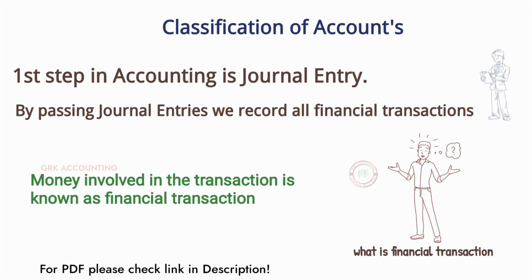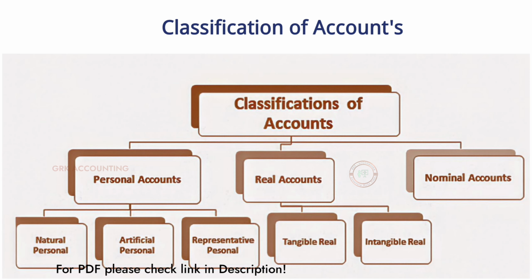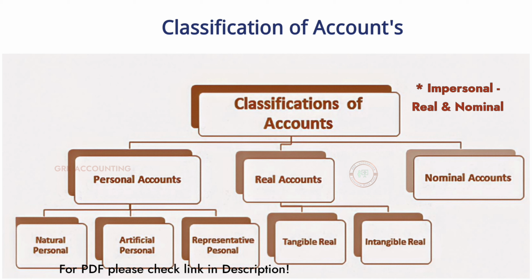Now, for writing a journal entry, we need to have an understanding of the accounts and their classifications. Now we will discuss the classification of accounts. First, accounts are divided into two types: one is personal and the other one is impersonal. Personal is divided into three types: natural, artificial and representative. Impersonal is divided into two types: real and nominal. Now the real is divided into two types: tangible and intangible. Now let us discuss in detail.